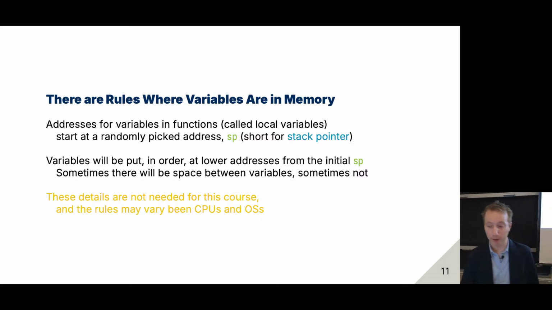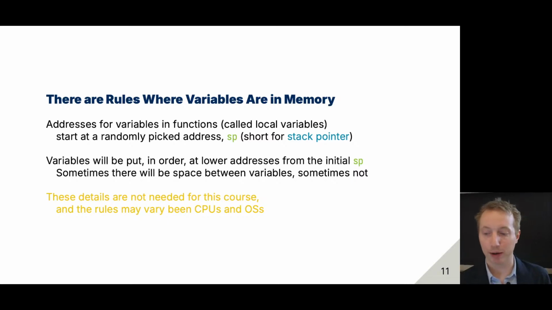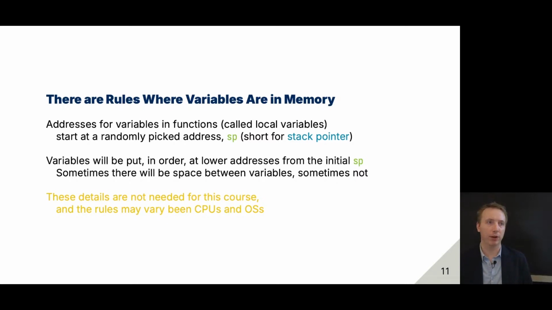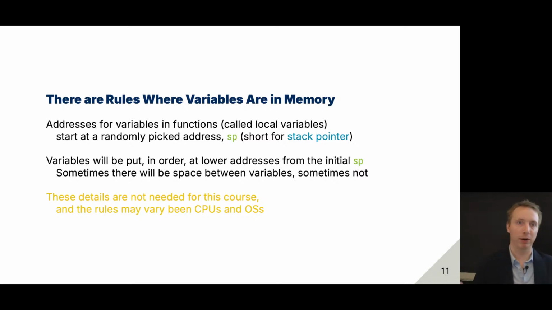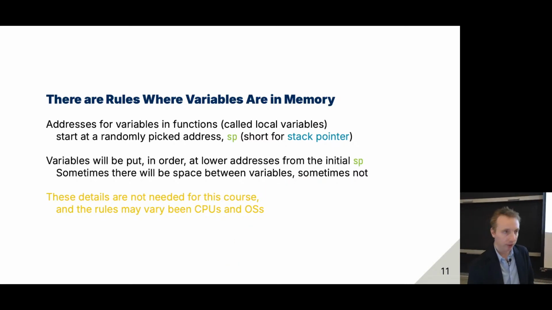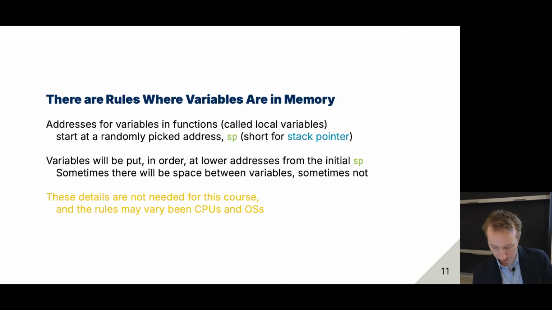So there are some rules for where variables are in memory. The addresses for variables and functions. We heard the term global variables. Well, if there's global, there's probably local. So variables within functions are called local variables. And they start at a randomly picked address, SP, short for stack pointer. You don't have to know what that is. You will figure it out in your architecture course you will take, hopefully, in second year.